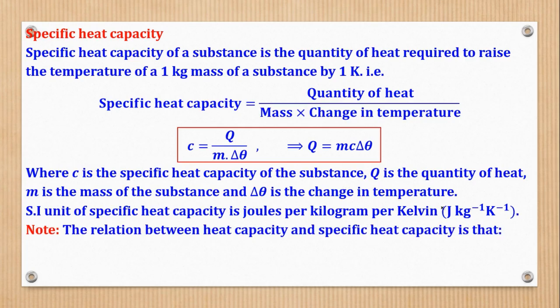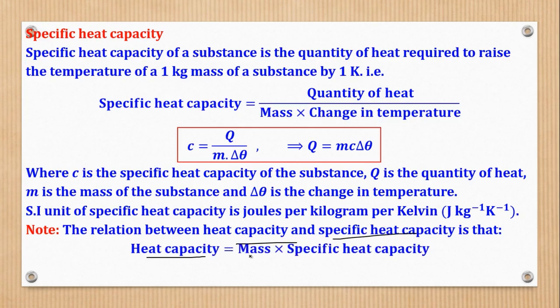So the relation between heat capacity and specific heat capacity is that heat capacity is equal to mass times specific heat capacity. That is formula number 3.